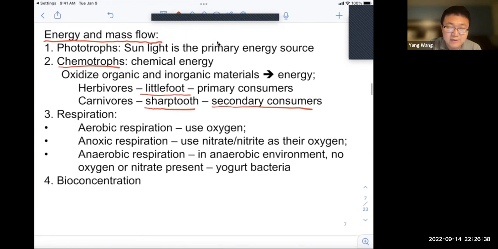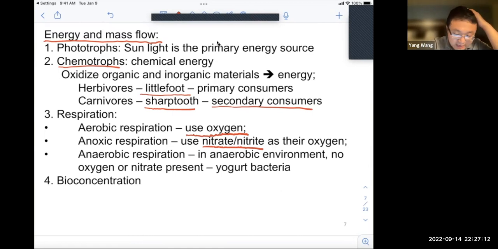For example, there's aerobic respiration. This is a process that consumes oxygen to convert organic components into energy, carbon dioxide and water. And there's also anoxic respiration. Anoxic respiration is a process that uses nitrogen, specifically in the state of nitrate or nitrite, as their oxygen source to convert organics into energy.